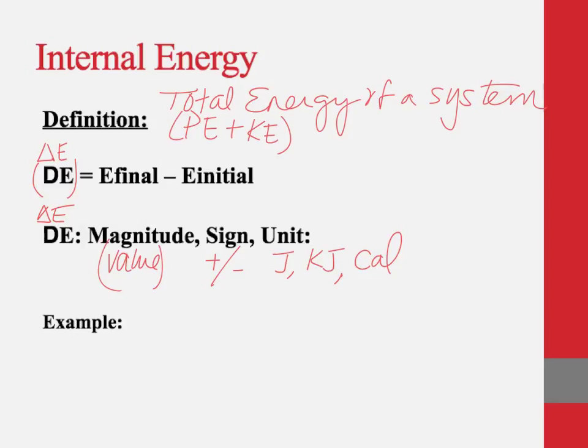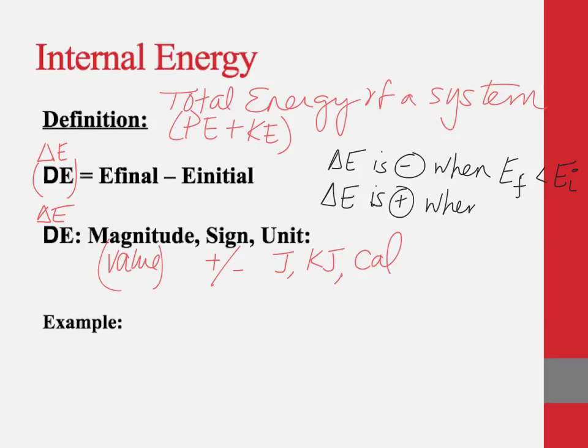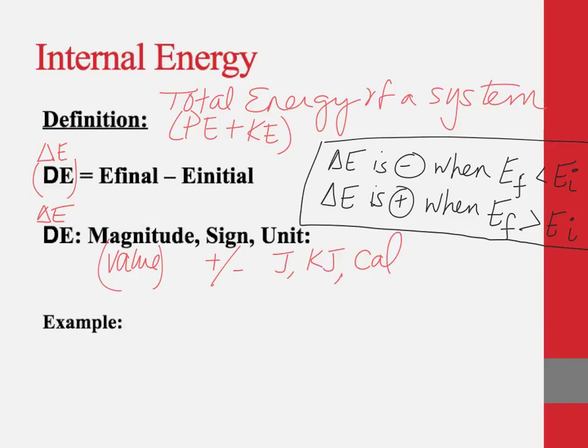So, a couple of things that we need to remember is your delta E is negative when your energy final is less than your energy initial. And delta E is positive when it's the opposite, when your final is greater than your initial. So that's something that's kind of intuitive if you think about it, actually.